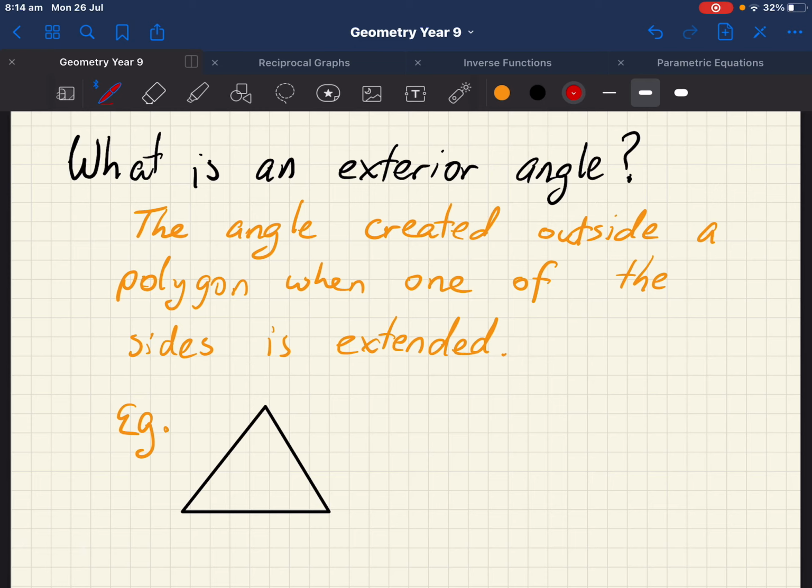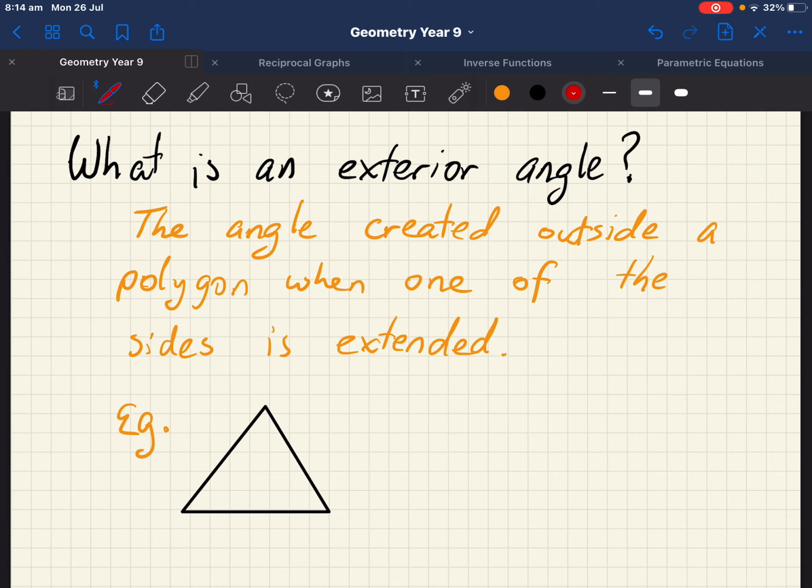Okay, so we're going to need to get this into our books as well. It is, what is an exterior angle? So the idea is, it's the angle created outside a polygon, not just a triangle, but any polygon, when one of the sides is extended. Let me show you what I mean.